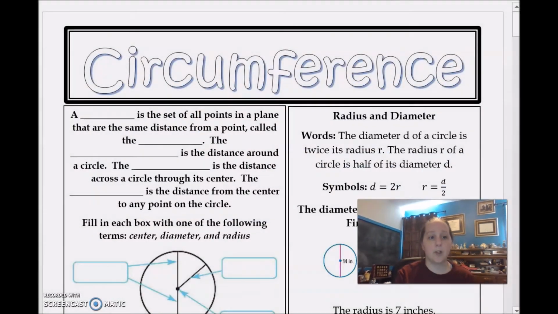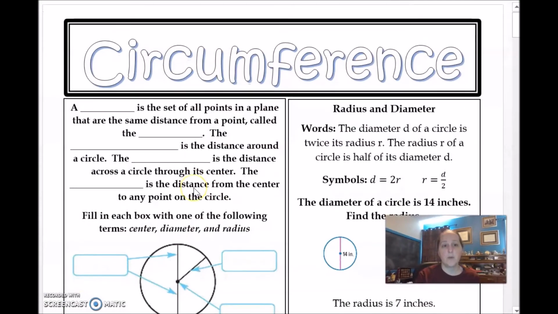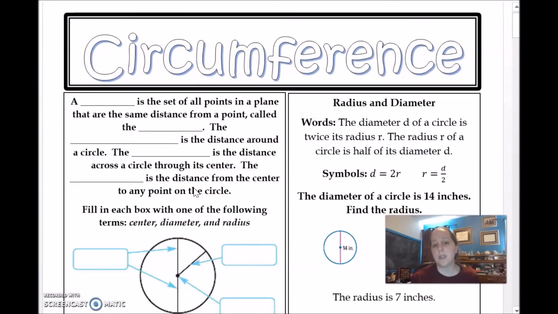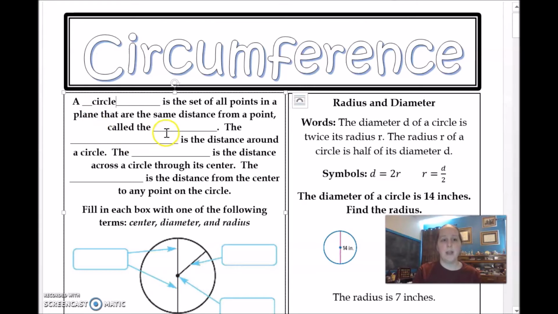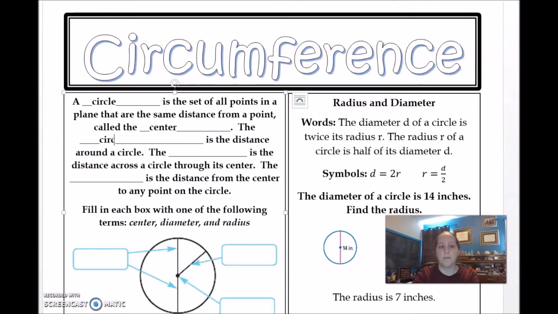So first things first, we have quite a few definitions to talk about when we're dealing with circumference. A blank is the set of all points in a plane that are the same distance from a point called the blank. In the first blank, you're going to write circle, and in the second blank, you're going to write center. So a circle is the set of all points in a plane that are the same distance from a point called the center. It starts from the center, and it creates this circle. The blank is the distance around a circle. In that blank, you're going to write circumference.